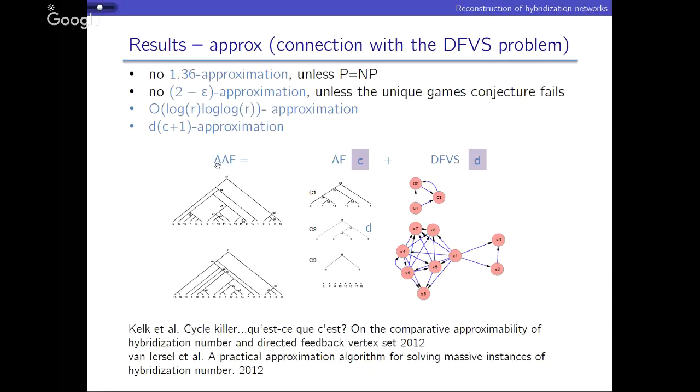If we want to have an acyclic agreement forest, we can decompose the problem into finding an agreement forest, and then getting this inheritance graph that I showed you before and trying to make the inheritance graph acyclic. And we do that via another problem. It's called the directed feedback vertex set problem, DFVS. And we were able to prove that as soon as you have a C approximation for the agreement forest problem and a D approximation for the DFVS problem, then you can get a D C+1 approximation for our problem.